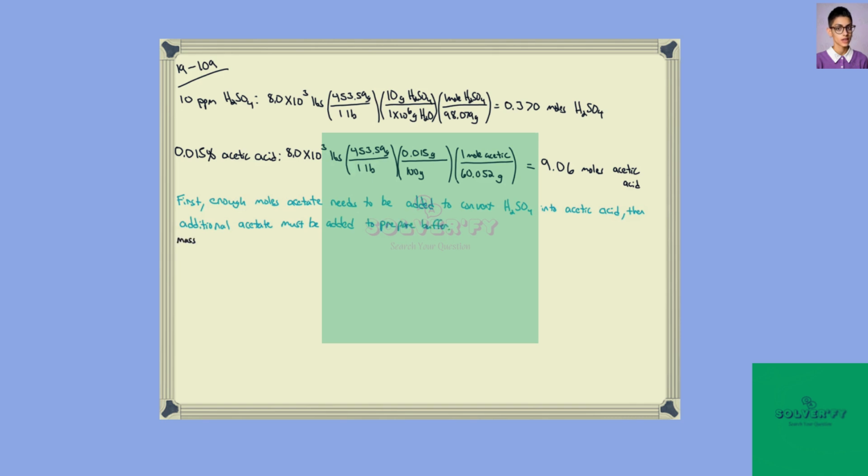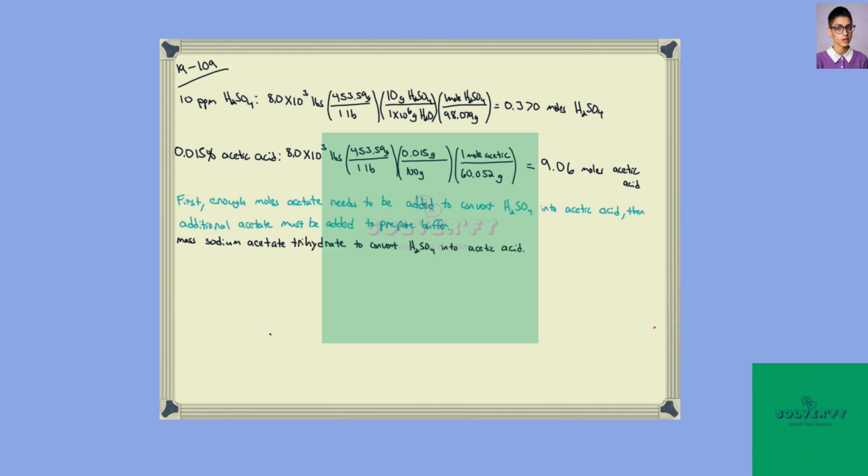So what I'm considering now is converting all of this into acetic acid by adding some sodium acetate trihydrate. Then I will add an additional amount of sodium acetate trihydrate once I've converted all of this into acetic acid in order to create the buffer at pH 5 of acetic acid and sodium acetate trihydrate.